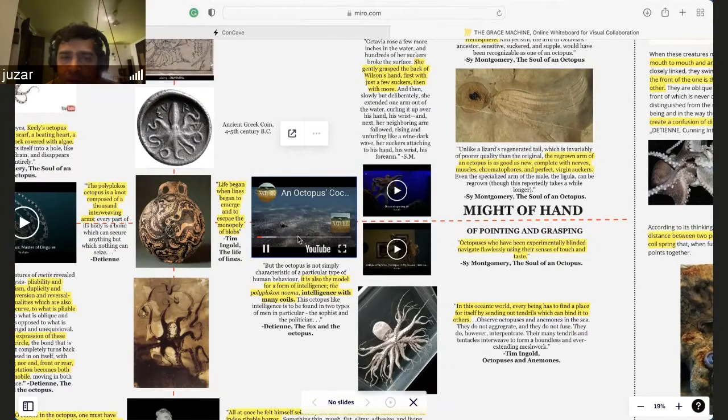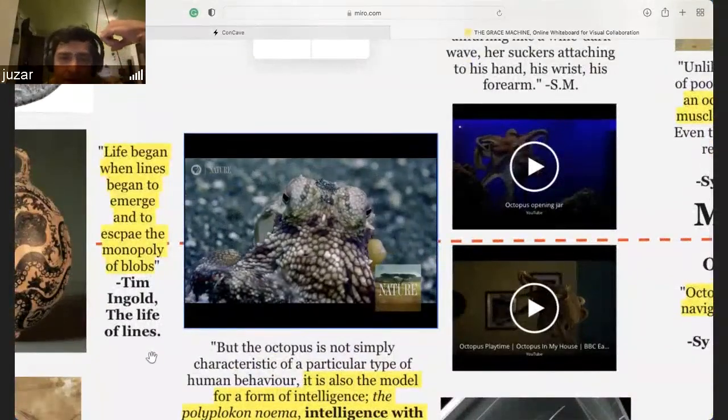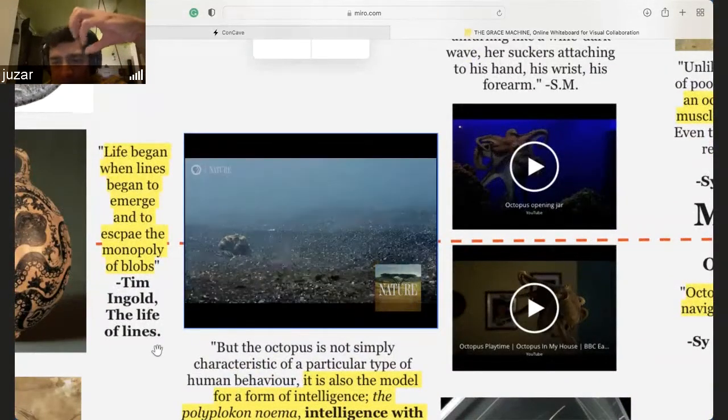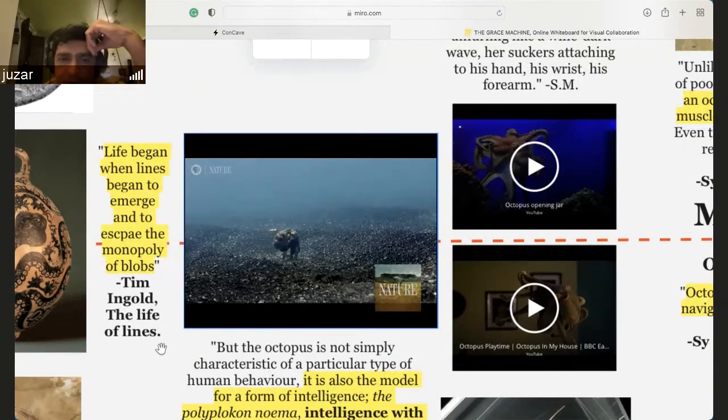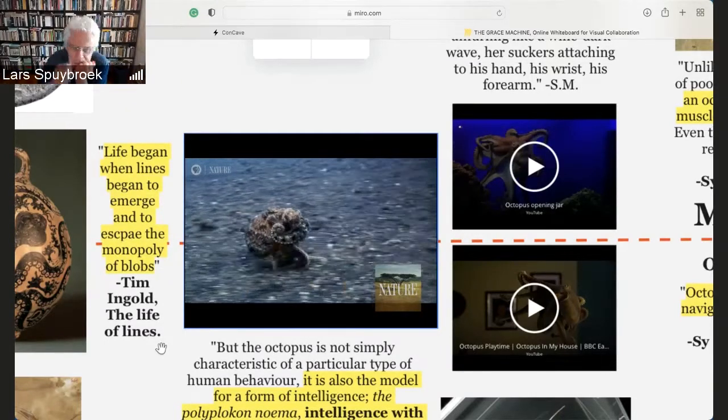It's about how the octopus carries a shell with it, a coconut shell. How it grasps one, and how it exploits this relation between the prey and the predator.